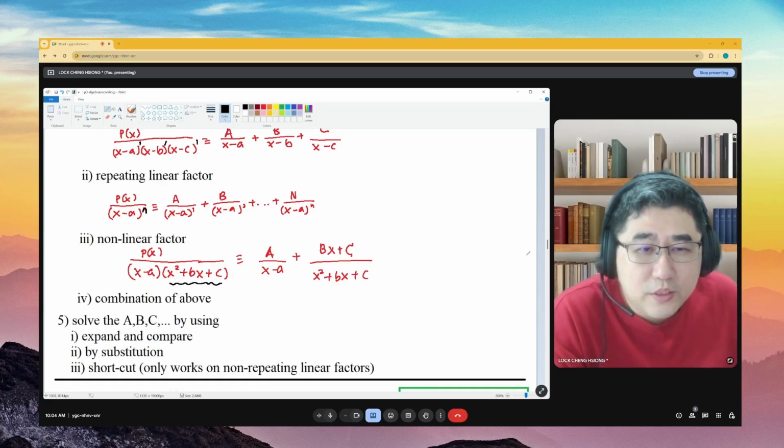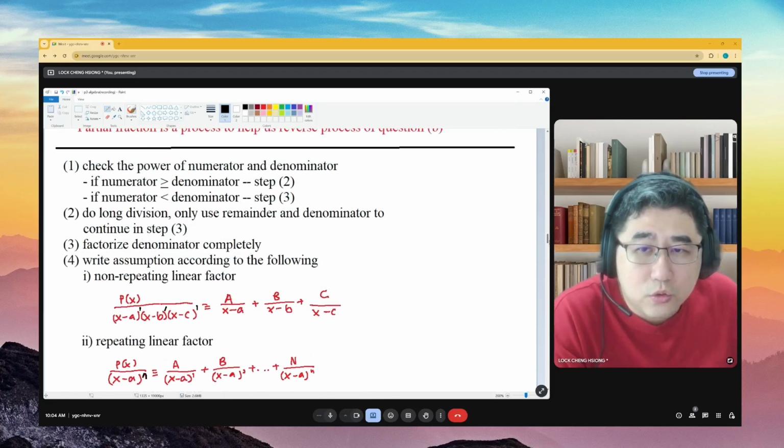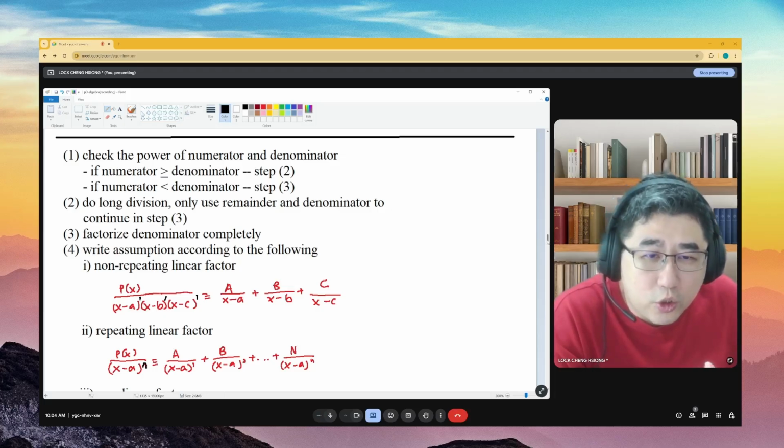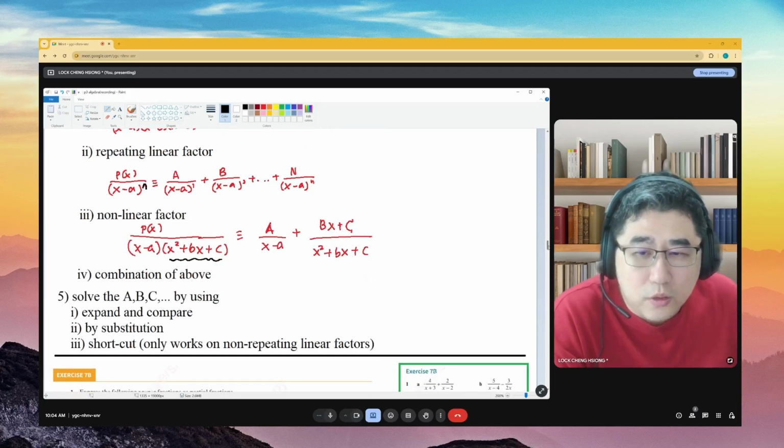Please take a moment to pause over here so that you actually understand the steps first. Make sure you understand the steps, then we continue with the example. Step 1, 2, 3. Step 4. Then step 5 here.